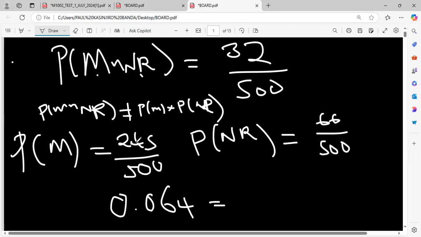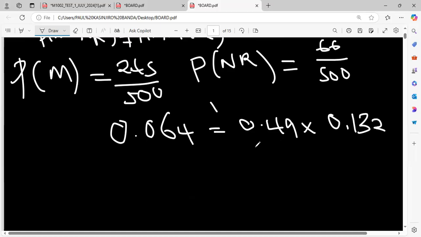So what is 245 divided by 500? I'm going to get 0.49. Then multiplied by the probability of no response, 66 divided by 500, which is 0.132. So is what we have on the left equal to what we have on the right? This is not equal, because when I multiply 0.132 by 0.49, I won't get this.